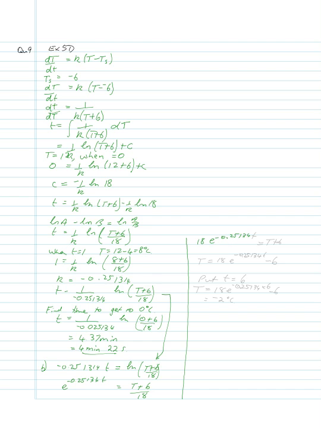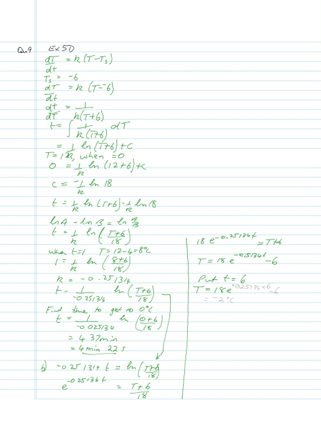Now we just need to rearrange this so that we get the T by itself. So multiplying both sides by 18, and draw a bit of a column here. So we're going to have 18 e to the minus 0.25134t is equal to T plus 6. So now our temperature is going to be equal to 18 e to the power of kt. And now we've got to take away the 6.